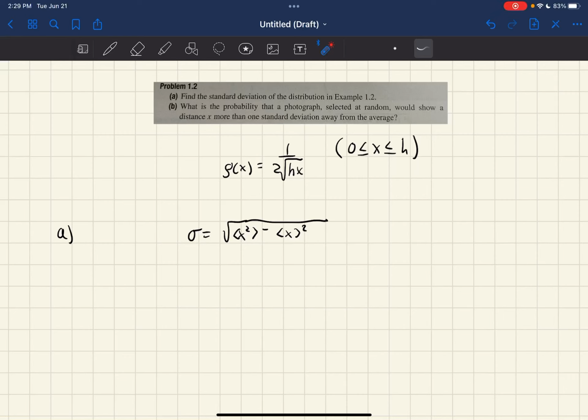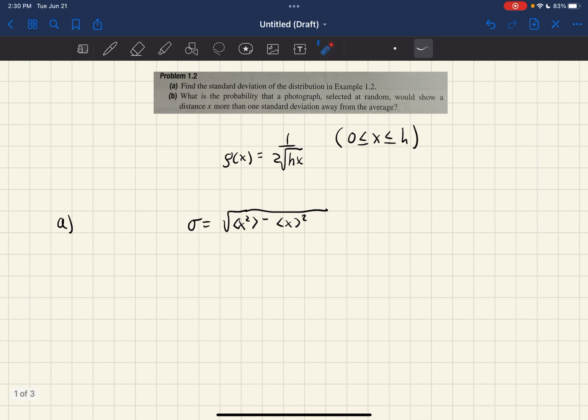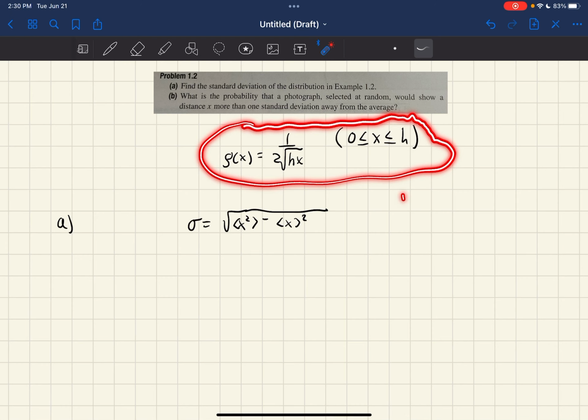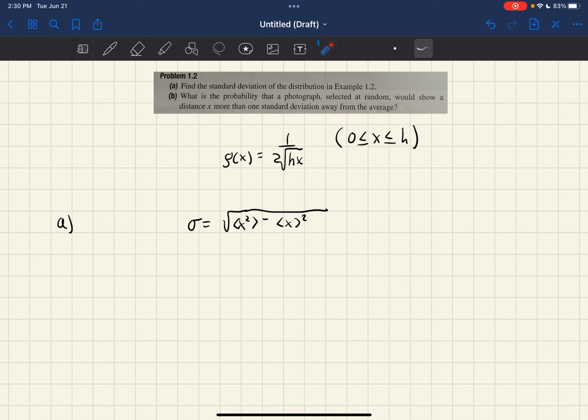All right, hello again. Now we're going to be doing problem 1.2 of Griffiths Intro to Quantum Mechanics, 3rd edition. Problem 1.2 asks us in part A to find the standard deviation of the distribution in example 1.2. And the probability distribution is given by this function. You can see this in example 1.2 and how Griffiths derives this. And we're going to need to find the standard deviation of this.